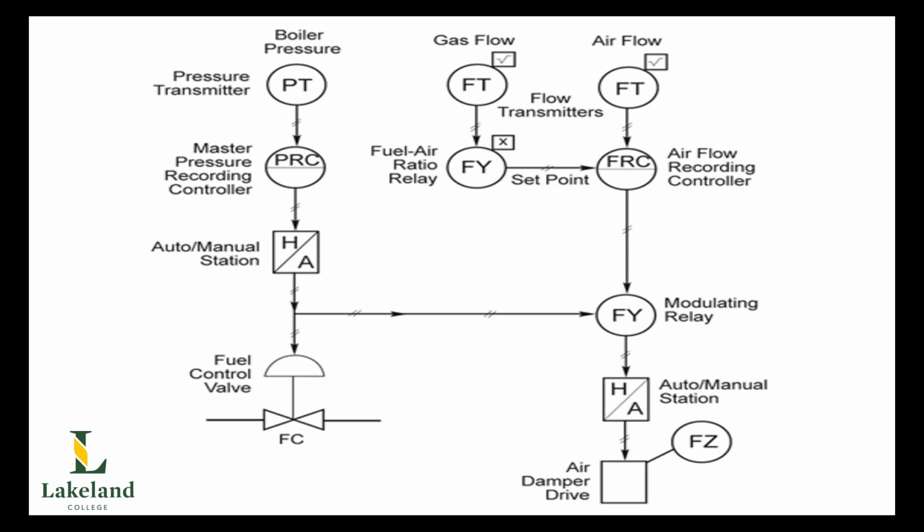So starting on the left hand side of the diagram, we can see once again here that we've got a boiler pressure transmitter that's monitoring the drum pressure. This will output into the pressure recording controller, which once again is our master controller, because this is the brains of this entire loop here. What's driving it is boiler pressure. This will now output through a hand auto station and output down to the fuel control valve and across to the modulating relay and down to the air damper drive.